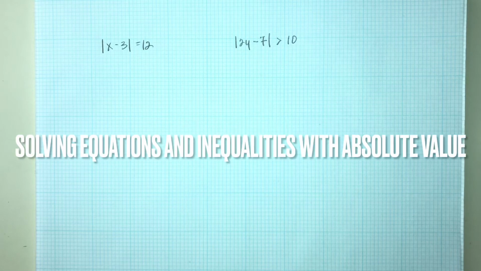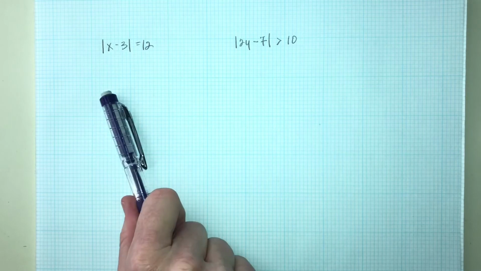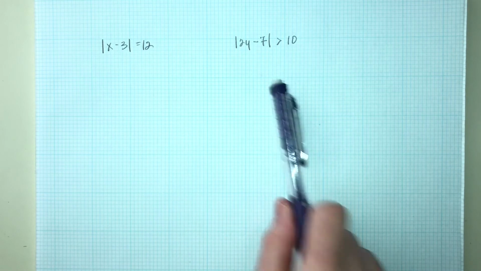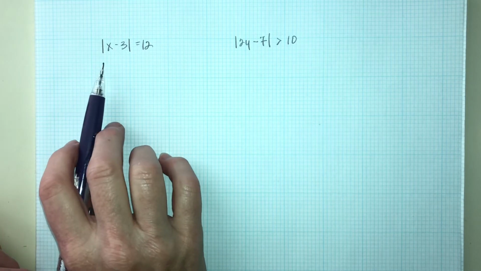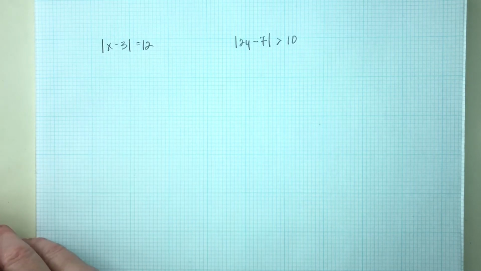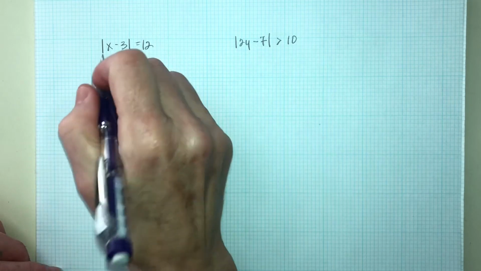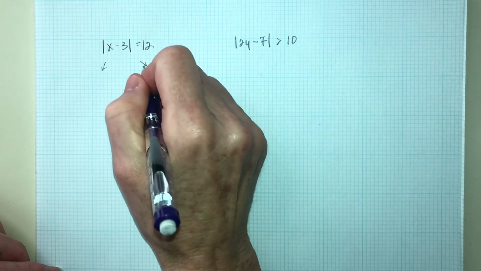Hey everyone, in this video I'll demonstrate how to solve an equation with absolute value and then how to solve an inequality with absolute value. So for this equation, the absolute value of x minus 3 equals 12, the way to solve these is set it up in two different equations.